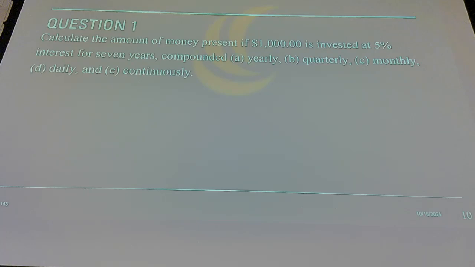Calculate the amount of money present. $1,000 is invested at 5% interest for 7 years. And we're using several compoundings. So we'll start with yearly. So remember, that is the formula.